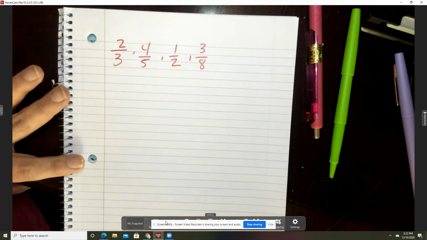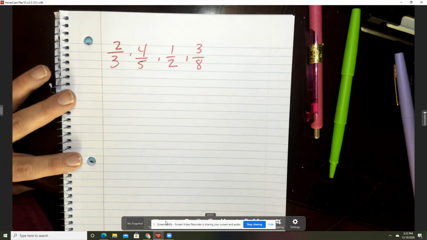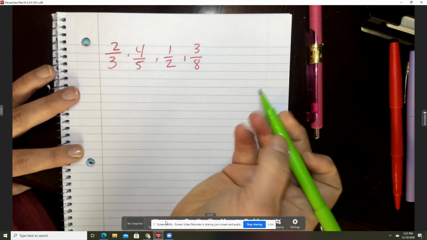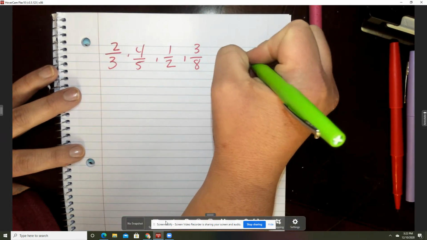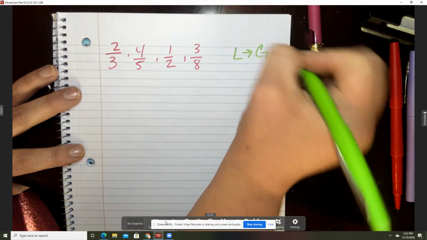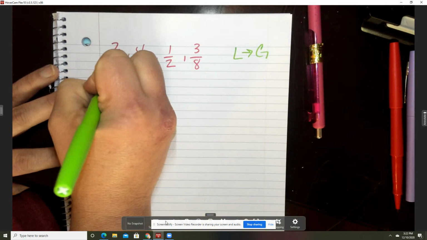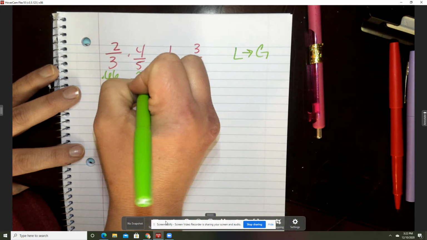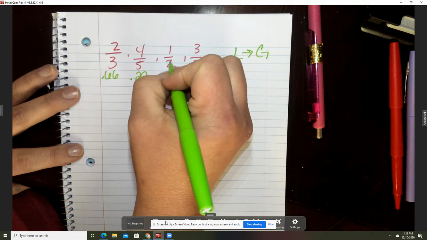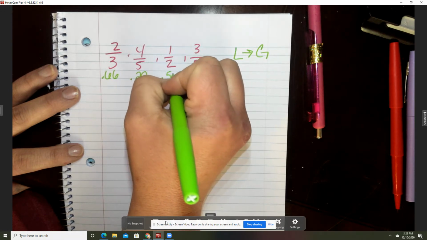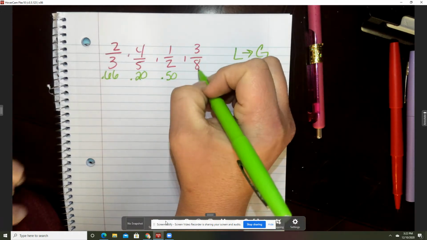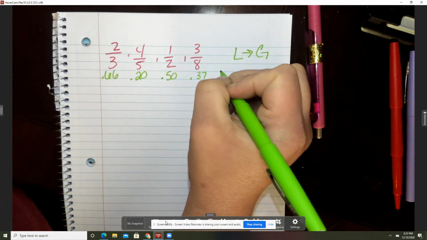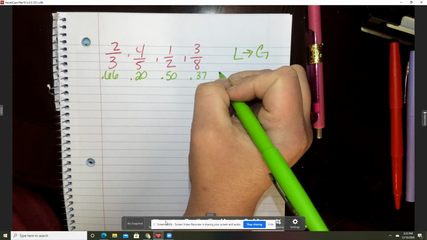All right, if we have these fractions 2/3, 4/5, 1/2, and 3/8, let's go and convert those into decimals. We're going to order those least to greatest. 2/3 is 66 hundredths. 4/5 is 2/10, but you can add a 0 there. And then 1/2 is 5, but you can add a 0. 3/8 is 375 thousandths.